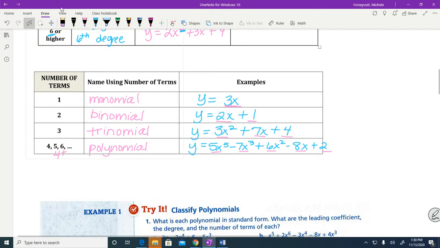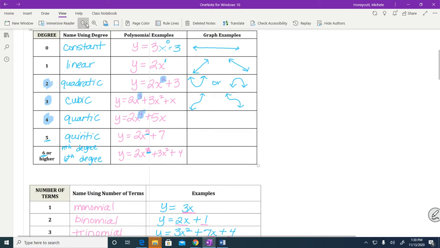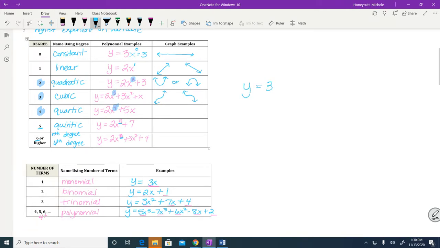Now when you name polynomials, you need to name them by both the degree and the number of terms. So you need to give both names. It's kind of like a first name and a last name. So let me come over here to an example. Let's say I had y equals 3x squared minus 7x plus 4. So I would give this a name based on its degree and also based on the number of terms.